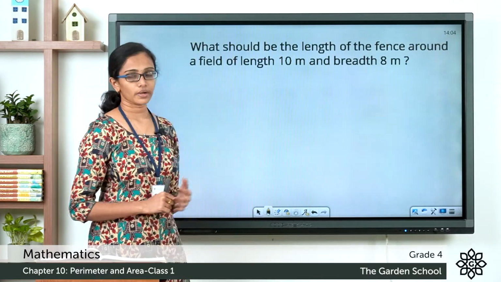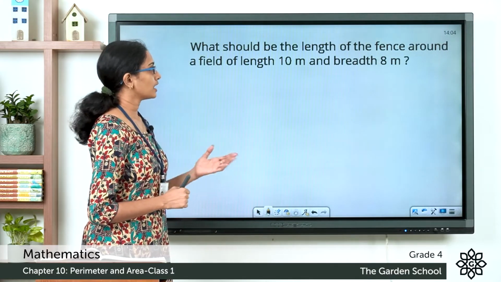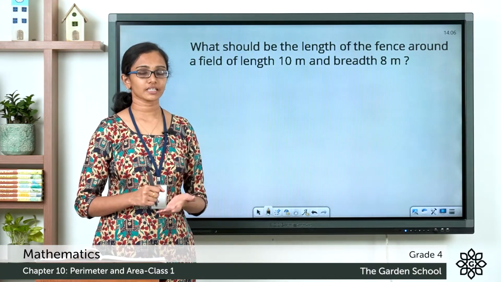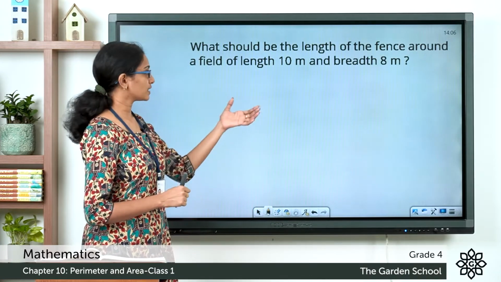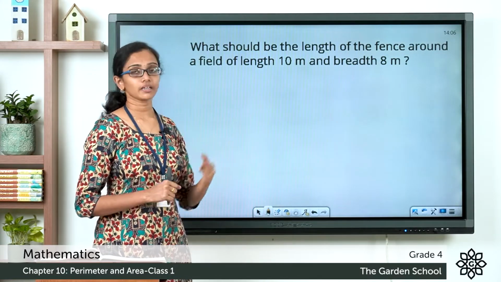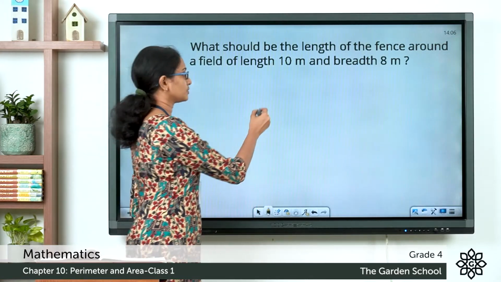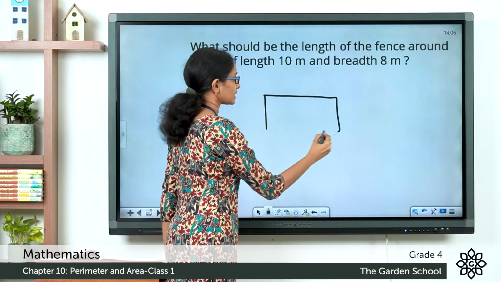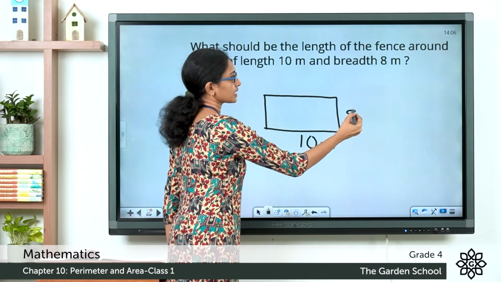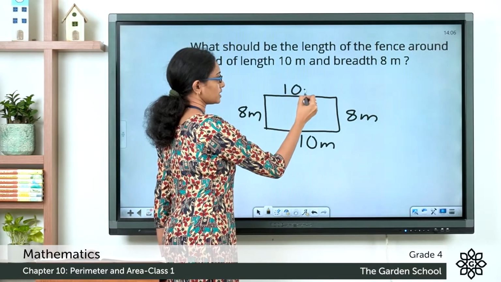Now, we'll do one question. What should be the length of the fence around a field of length 10 meter and breadth 8 meter? What is mentioned in the question? The dimensions of a field are given: the length is 10 meter and the breadth is 8 meter, which means it is rectangular in shape. So this side will also be 8 meter and this one 10 meter.